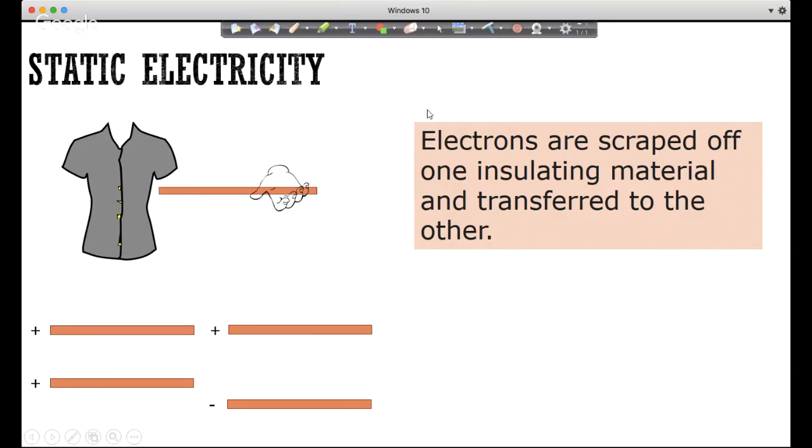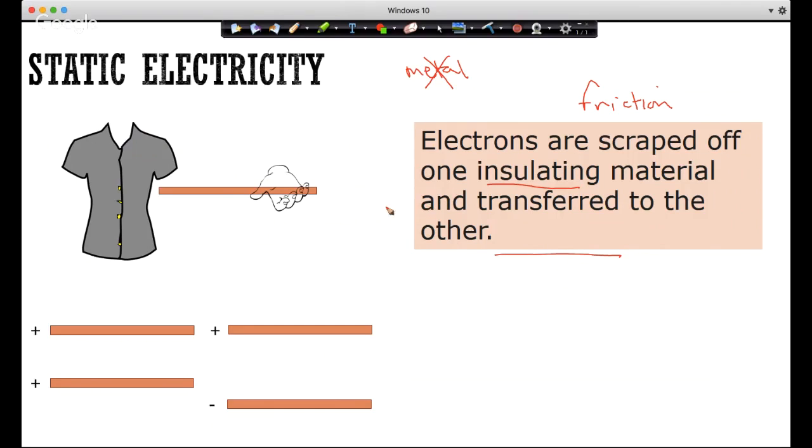Okay, so static electricity then. How do we create static charge on an object? Static electricity is what sticks those balloons to the wall when you've rubbed them on your hair. So all this does is it scrapes electrons from one insulating material and transfers them to another insulating material. It has to be insulating. It doesn't work with metals, of course, because the electrons can't stand still in a metal. They're free to move in a metal.